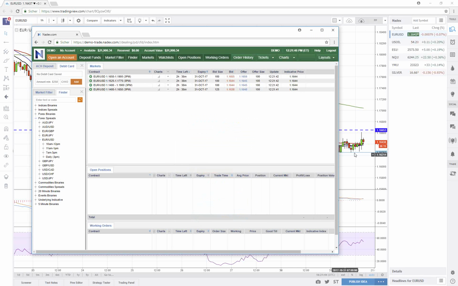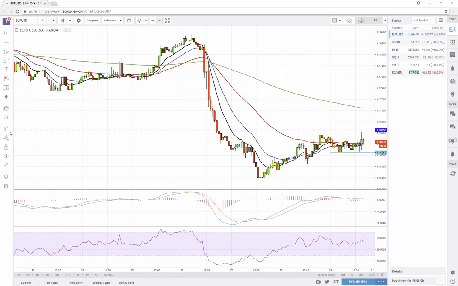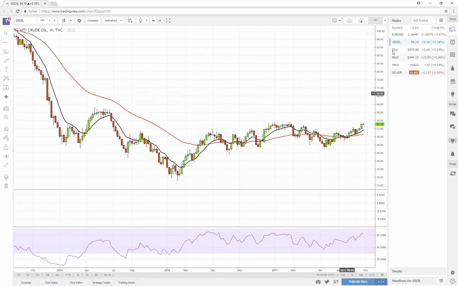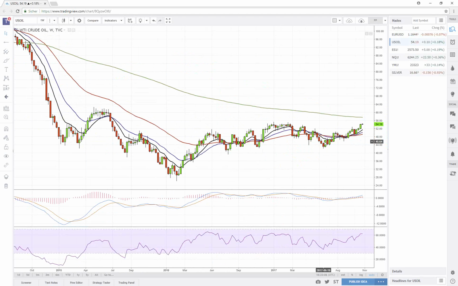All right, guys. So this is how I would potentially trade, or how this setup here could be potentially tradable with Nadex contracts. And now let's also have a look at the other markets. I think US oil, crude oil is currently rather interesting. Let's have a look again at the weekly chart, and let's have a look at WTI.